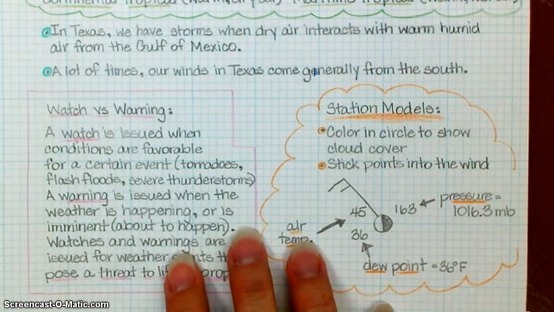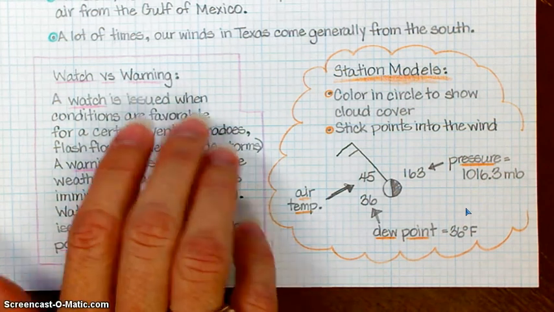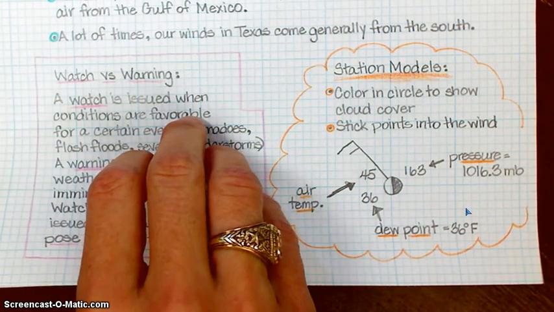Okay, I didn't test you over this, but a watch versus a warning. A watch is when we have conditions that are favorable for certain things to happen, and a warning means that it's actually happening or it's about to happen. Station model, just remember this because you'll be asked to interpret that. I'll go ahead and do that right now.